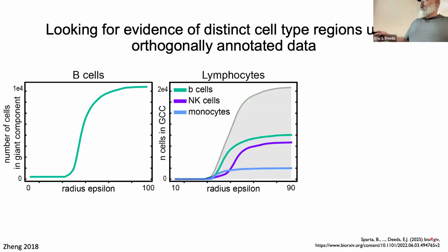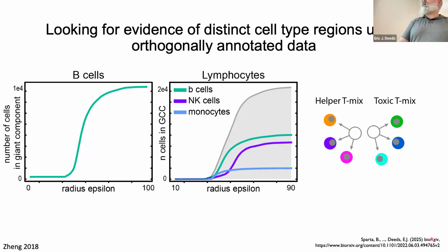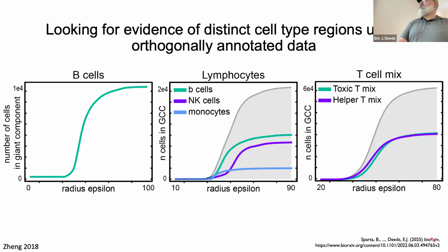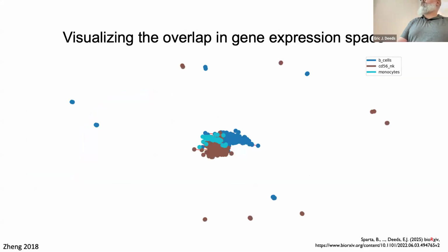What I'm showing you here in gray is the size of the giant component, and you see no steps. And because we know the identity of all of these cells orthogonally, we can, inside that giant component, calculate the number of B cells here in cyan. Purple is the number of NK cells, and blue is the number of monocytes. And you can see here that they all join this giant component more or less simultaneously. We did this with T cells, and we didn't see any differences there either. And we tried a lot of different permutations. We see no separation in the actual raw data for this experiment.